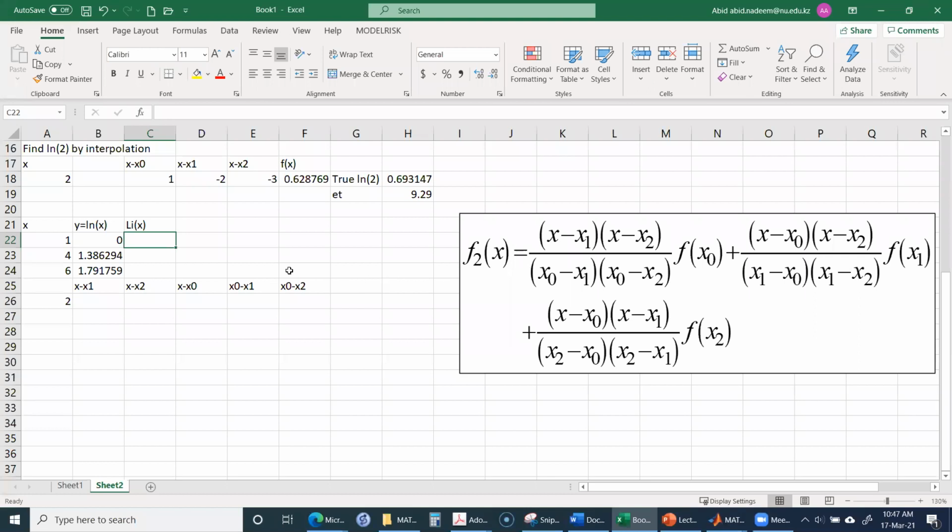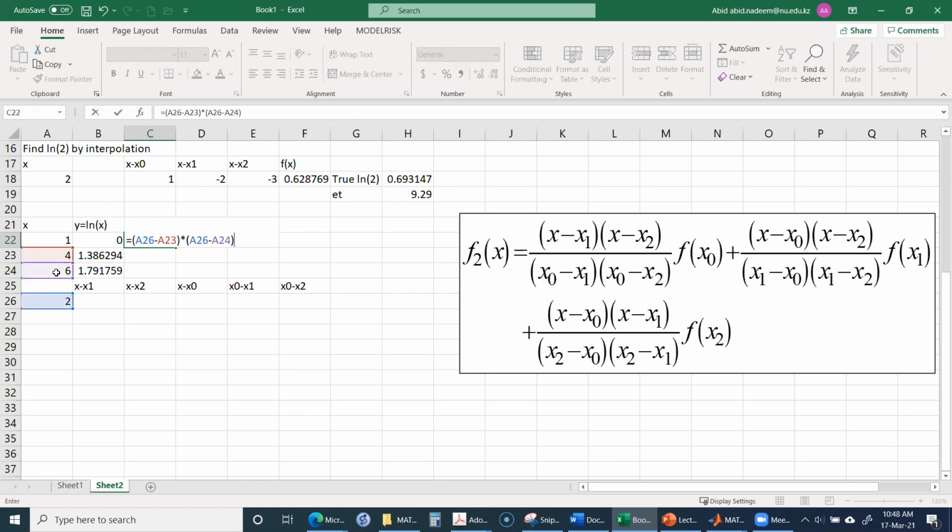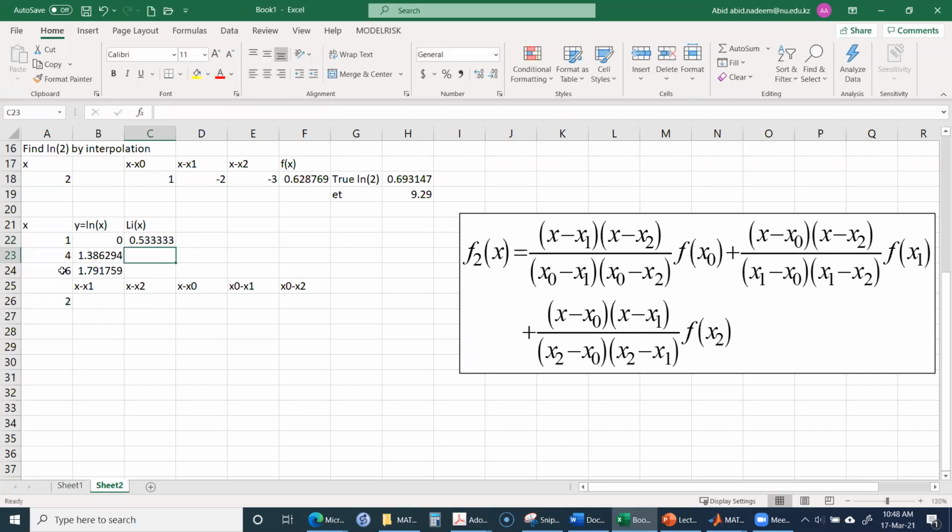So for example, if I want to calculate this coefficient Li of x, it will be x minus x naught times x minus x2. So what is x? x is this, minus x naught is this. No, it is not x naught, it is x1. x minus x1 times x minus x2, okay. And then divided by, inside the bracket, x naught minus x1 multiplied by x naught minus x2, and then bracket close. So this will be the coefficient over here.